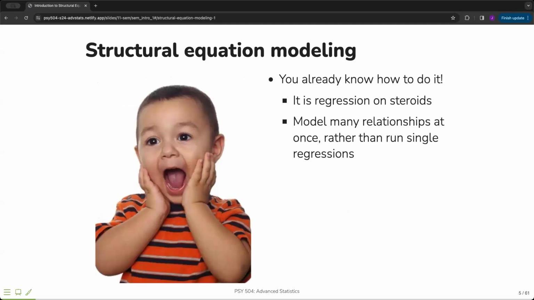How I like to view structural equation modeling is regression on steroids, where we're not only fitting one regression at a time. If we're fitting a multiple regression, we're just doing it one time. Here, we're actually doing it simultaneously. So we're fitting 5, 6, 7, 8, 9 regression models all at the same time, simultaneously.